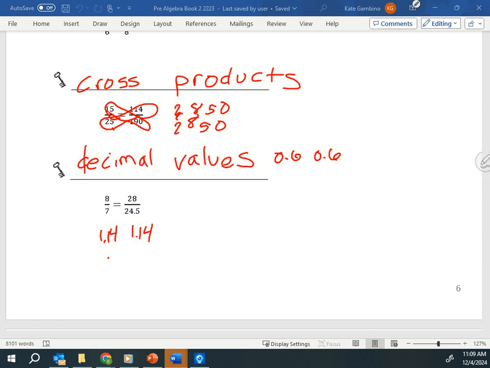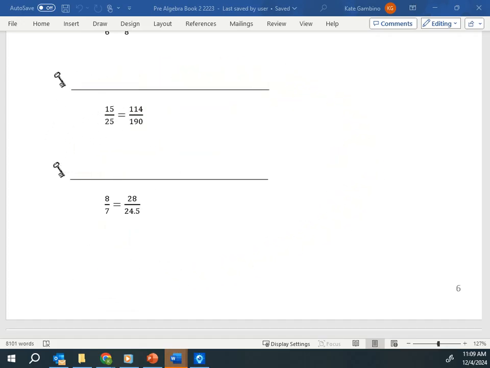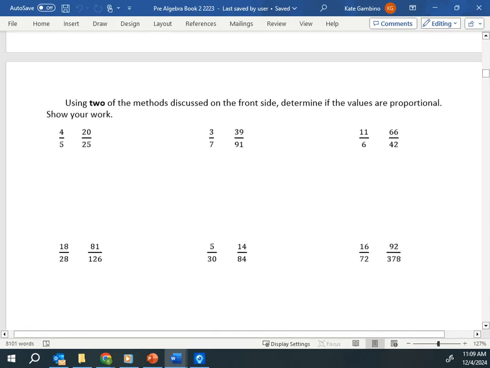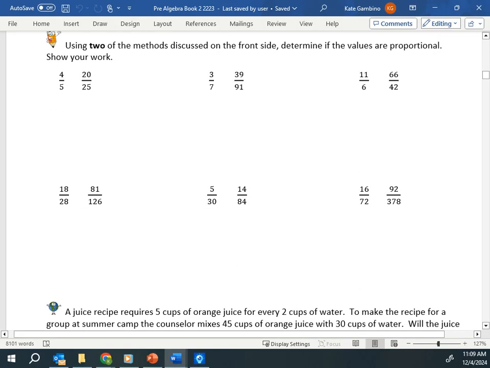So let's look at our assignment for today. Using 2 of the methods discussed on the front side, determine if the values are proportional. Show your work. Show me what scale factor you're multiplying by. Show me what you get for cross products. Okay? Prove to me that it works. So let's do this first one together.